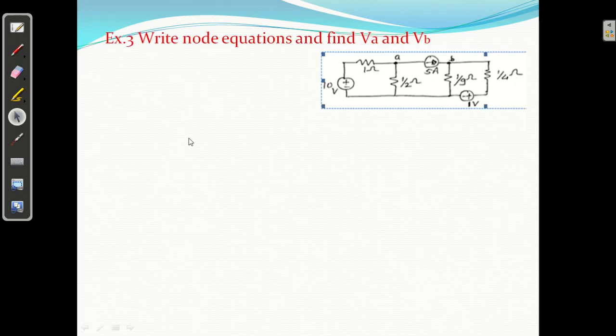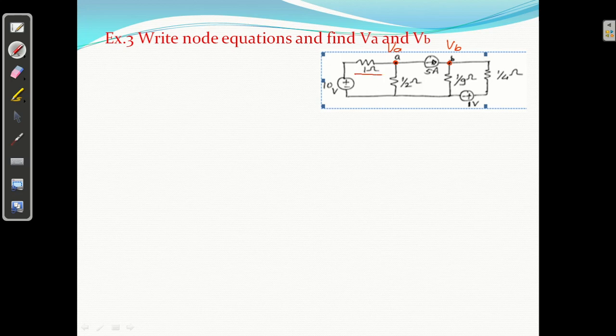Next, example number 3. Write the node equation and find VA and VB. Again the problem is of nodal analysis. So see here, this is node 1. Assign the voltage VA. Node 2, assign the voltage VB. Next step is what? Remark the current through each and every branch.